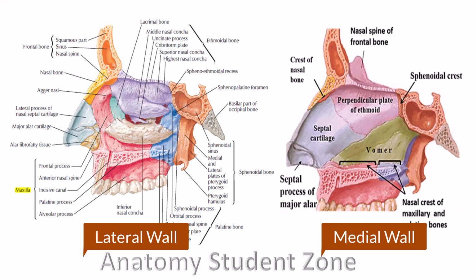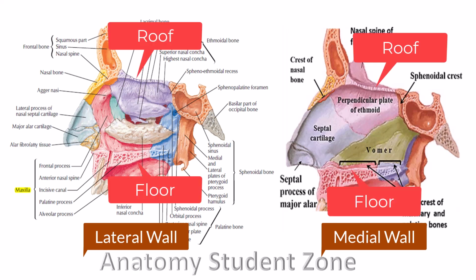In both images, you can also observe a roof and a floor of a nasal cavity. So if you have an image of a lateral wall, there will be a roof and a floor, of course. And if you have a medial wall or nasal septum, there will be a roof and a floor in that as well.